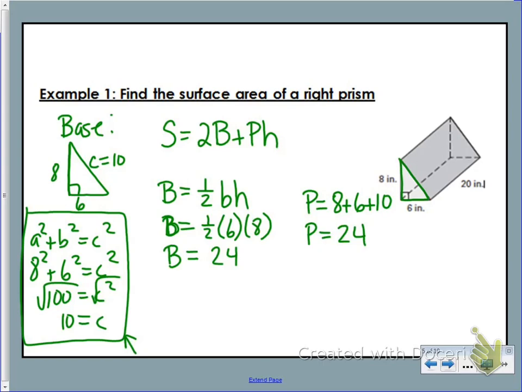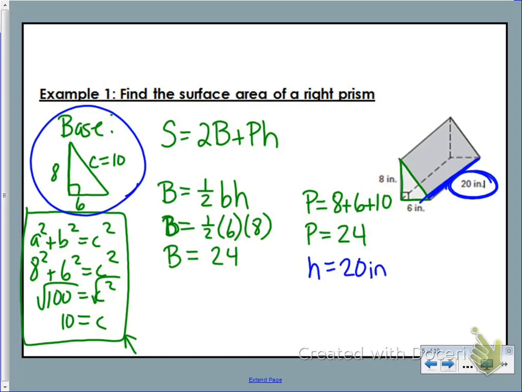Now, I found all of that information while looking at the base of the triangle, because big B and capital P stand for the area of the base and the perimeter of the base. Now I need the height. The height is not the height of the triangle or the base. It's the height that connects the two bases. So this is the only measurement that is not coming from the base, and it's 20 inches. So the height is 20 inches.